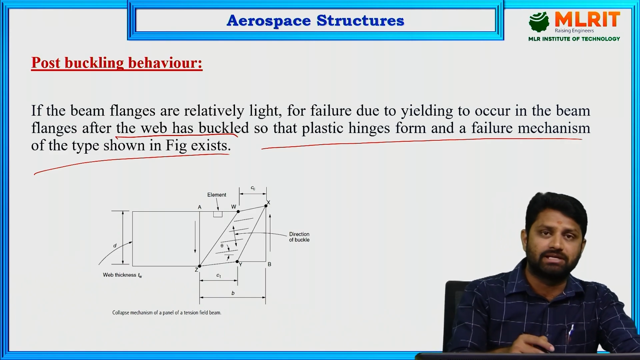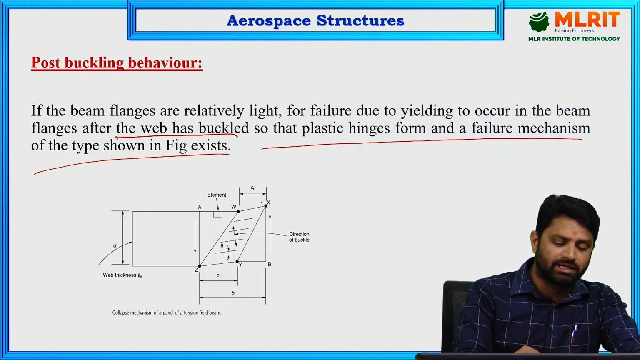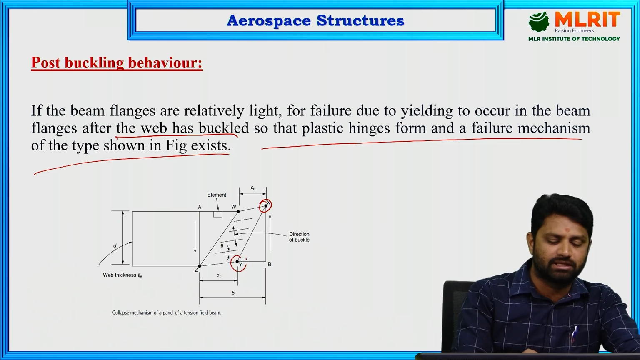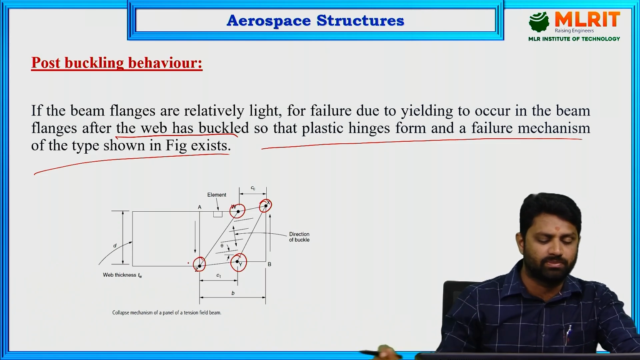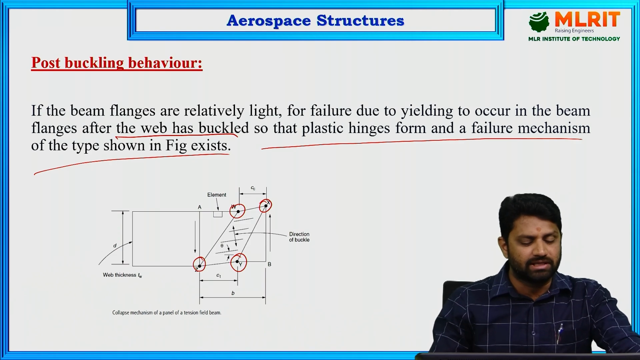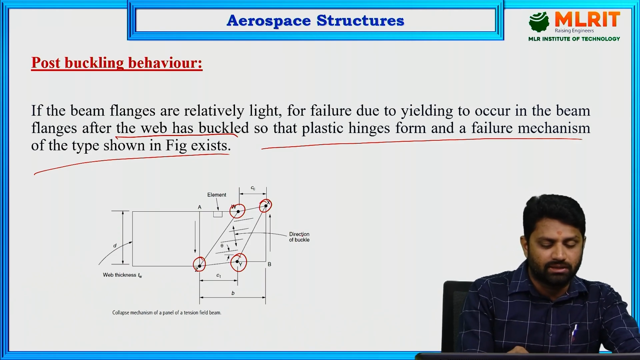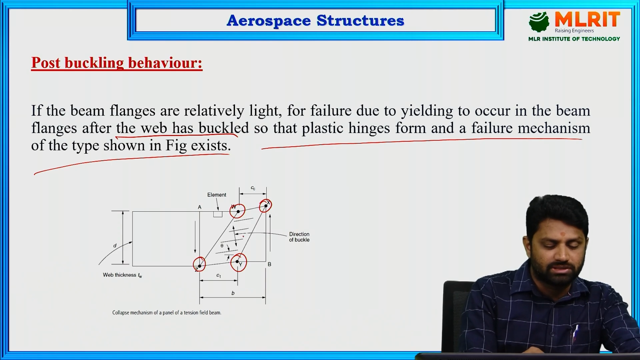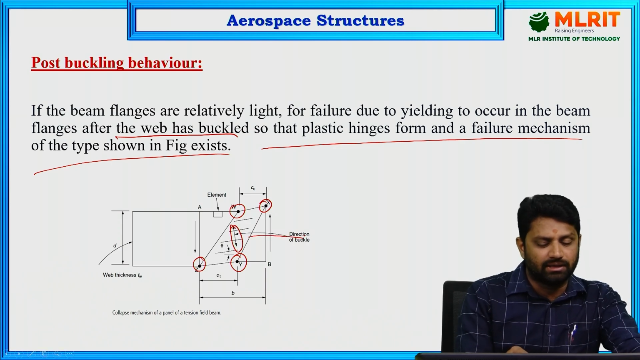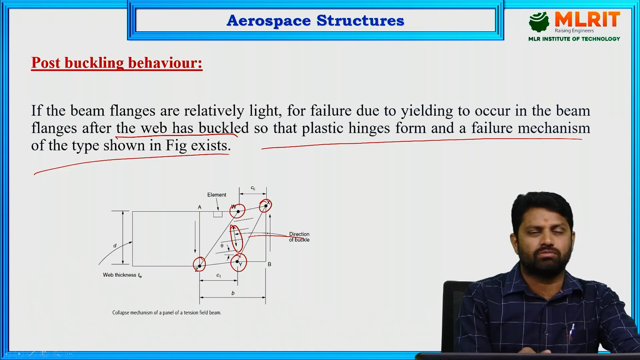Where are the plastic hinges in the diagram? You can see here X is one plastic hinge, Y is another plastic hinge, W is another plastic hinge, and Z is another plastic hinge. These hinges will form, and you can clearly observe in the diagram the direction of the buckle, and this is a normal rectangular portion.